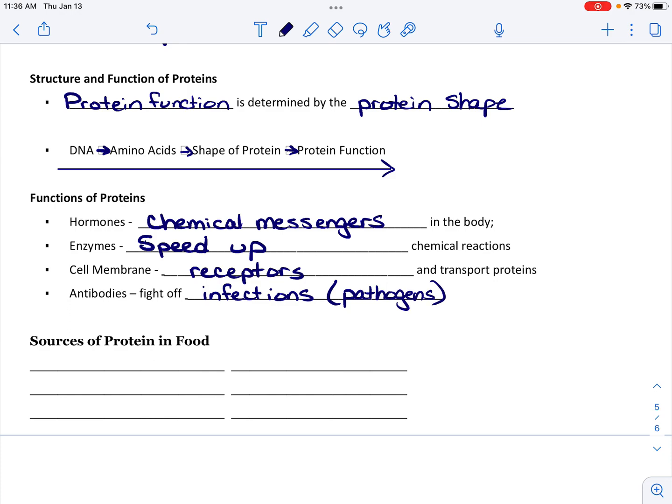Sources for protein, so meat and fish, cheese, eggs, beans, bread, and nuts and seeds.